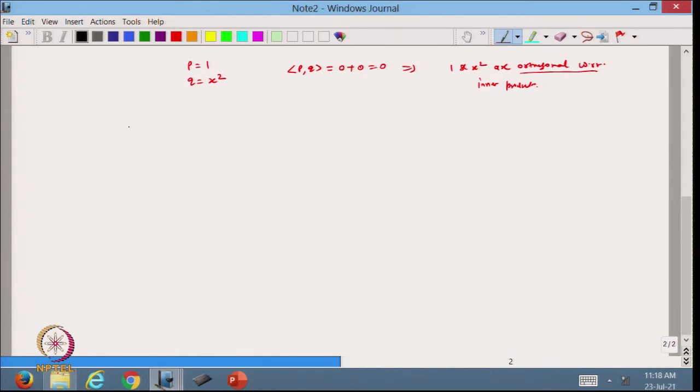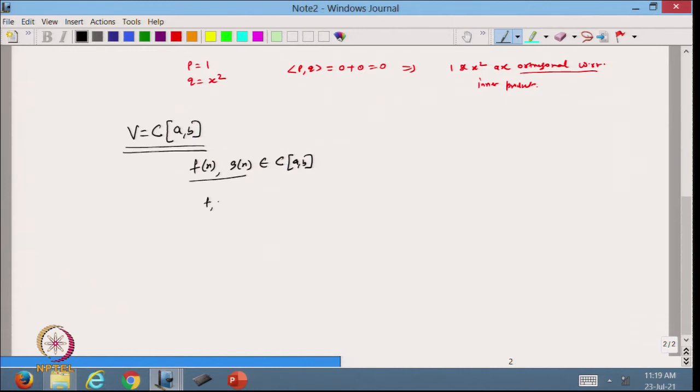Similarly, now I take the vector space V as the set of all continuous functions defined on the closed interval a to b. This is a vector space, and we know that it is an infinite dimensional vector space. Then I take two vectors from this space. Let us take f(x) and g(x) that belong to the vector space V.